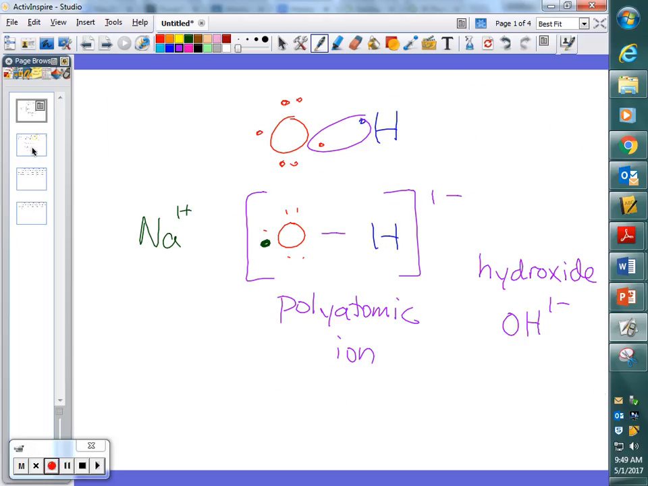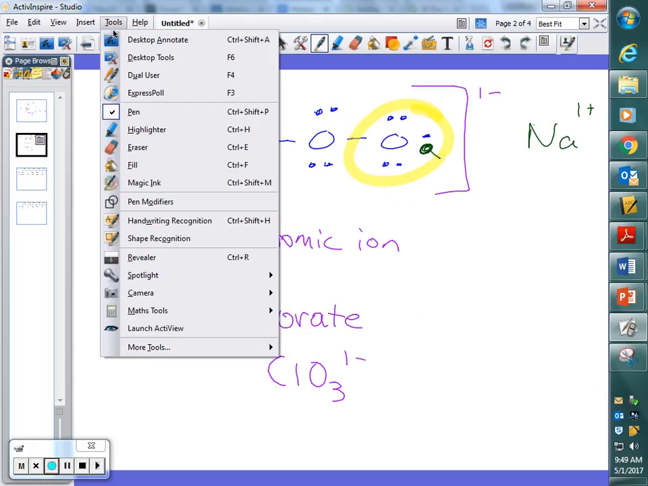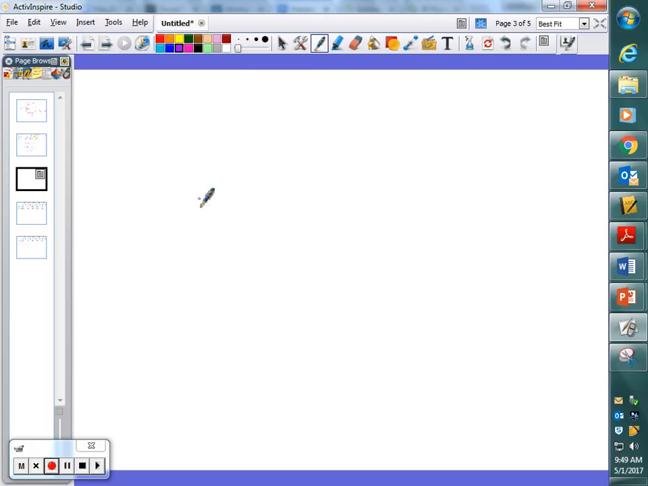Here's one more, just so you kind of see this pattern. See if I can remember how to draw this. Messed it up. First thing I drew. That's my Lewis structure for this group of atoms.